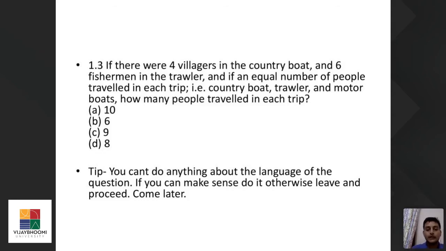So, I mean, they thought this was a really easy question, but the point here is that if you are not able to interpret a question, then what would benefit you is to leave that question for a while, maybe come back to it in the end, but don't waste a lot of time on every question.